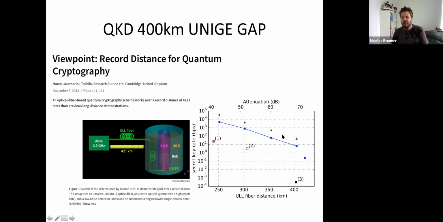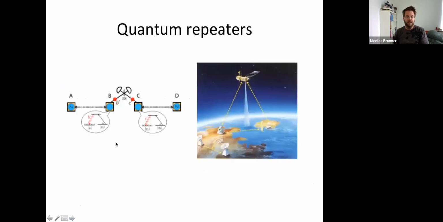But then, these limits also mean that if you want to go further, let's say between different continents, you need something else, right? And so here is what you need. Well, you need the idea of quantum repeaters. So if you want to transmit information between A and D, well, if you try to do it directly between A and D, if the distance is, let's say, more than 500 or 1,000 kilometers, it doesn't work, right? You never get your photons out.